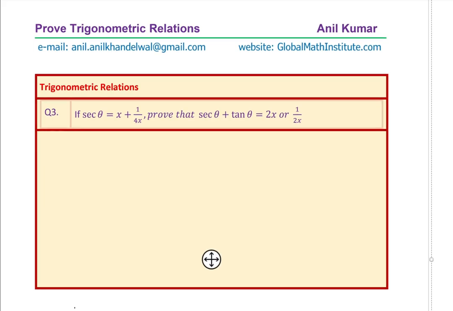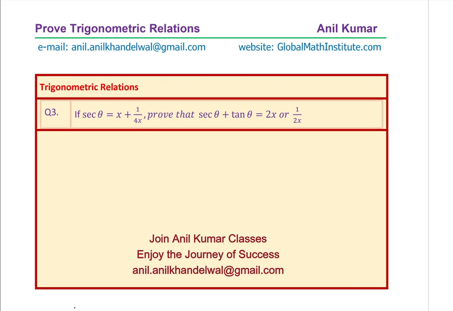So now let us write down what did we get. We are given secant theta equals to x plus 1 over 4x. We found tan theta to be equal to x minus 1 over 4x with plus and minus, right? Let me rewrite this, plus and minus.